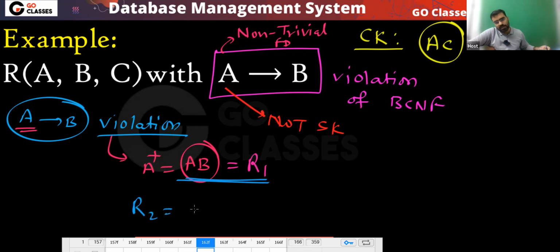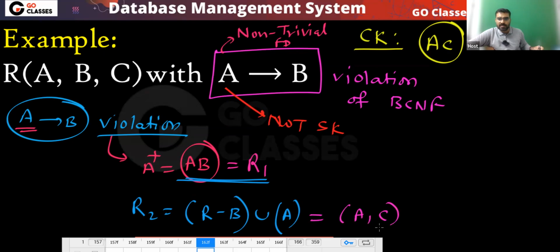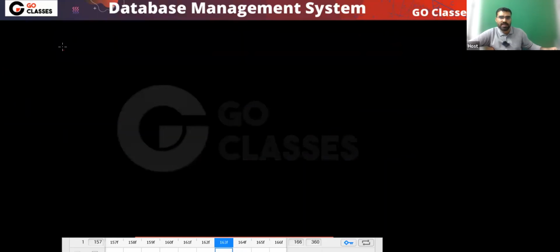And what will your R2 be? R2 will be from this relation R, you just remove the RHS. Don't remove the LHS. Remove the RHS. So what will you get? You will get A comma C. So R1 will be A comma B and R2 will be A comma C. So you got this decomposition. Is this clear? Let me know. So you will get one table A comma B, and another table A comma C. Two tables you got. So finally, this is your BCNF decomposition.